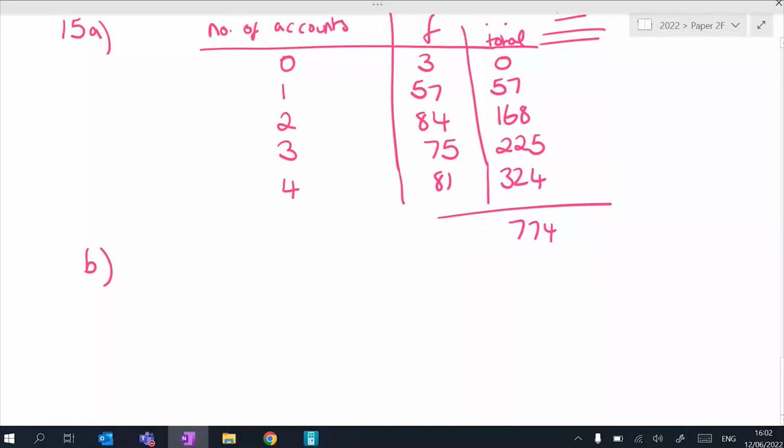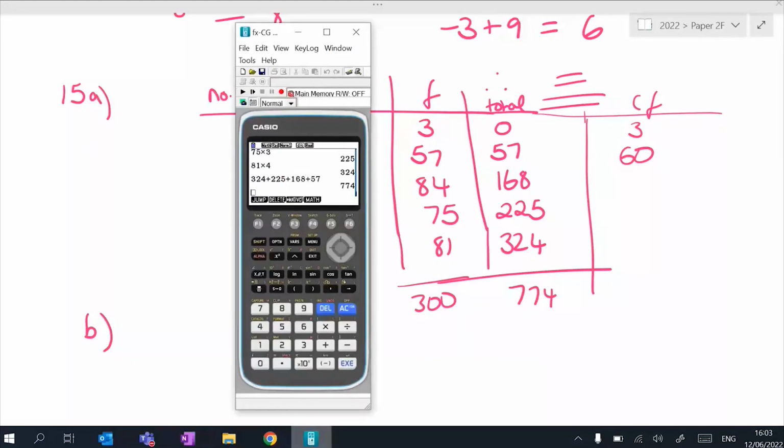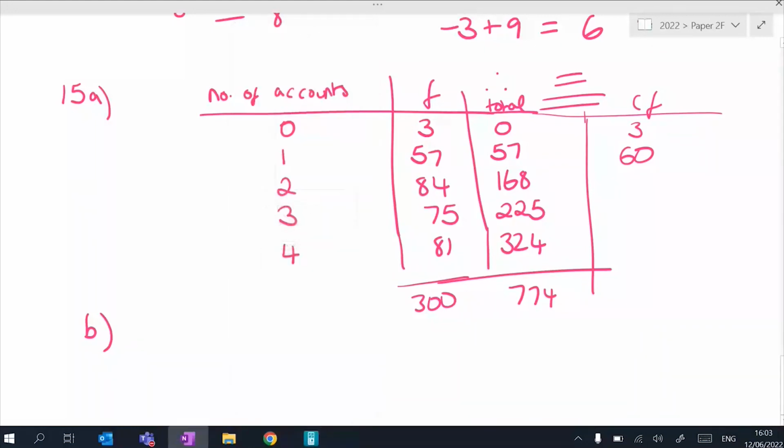Okay, the median number of social media accounts used by these students. Okay, so altogether, there are 300 students. So I'll just put 300 there. Okay, so I'm going to add another column, which is cumulative frequency, so adding them up. So I've got 3 people that have got 0. Okay, then I've got 60 people that have got 0 and 1. Okay, then I'm going to add 84. So I'm adding them up as I go, like a running total. Got 144 people that have got 0, 1 and 2.